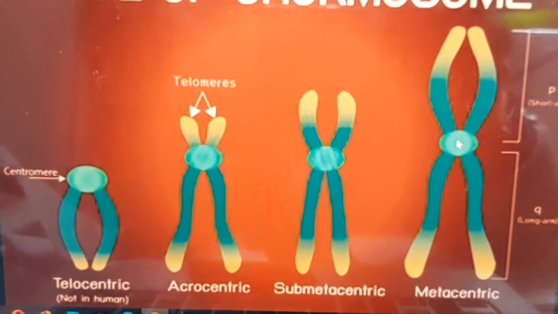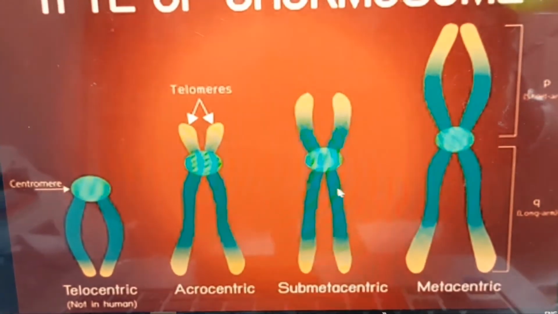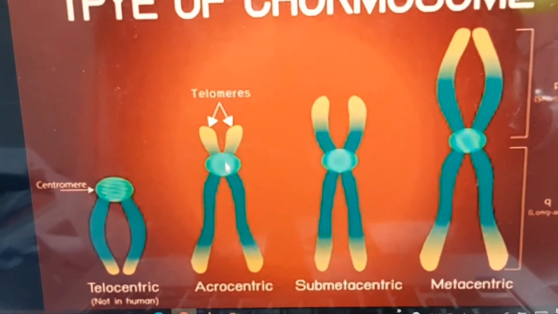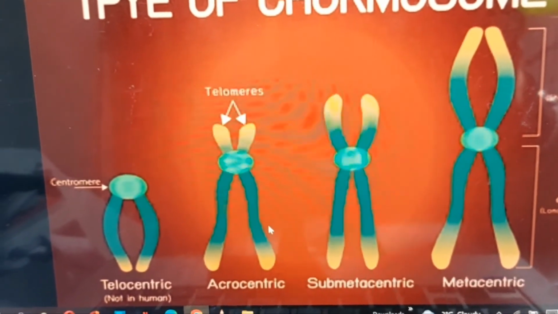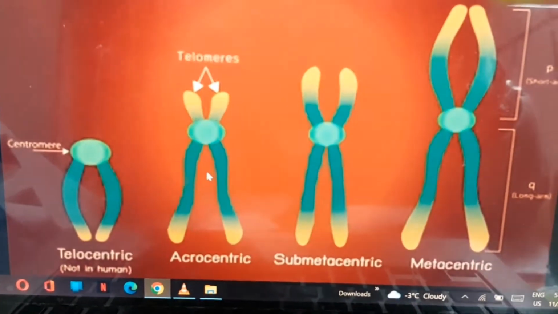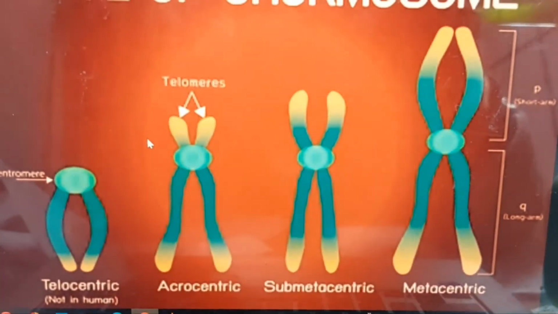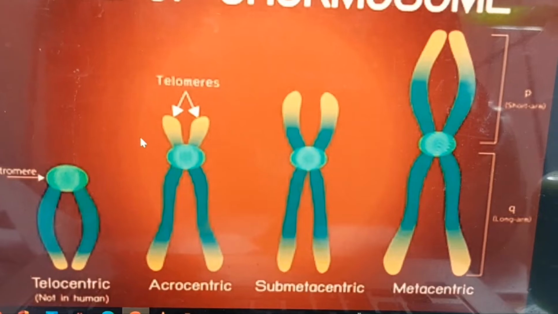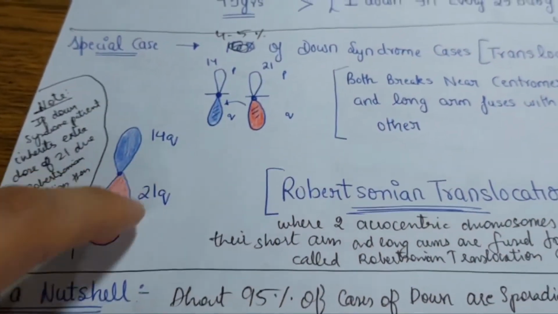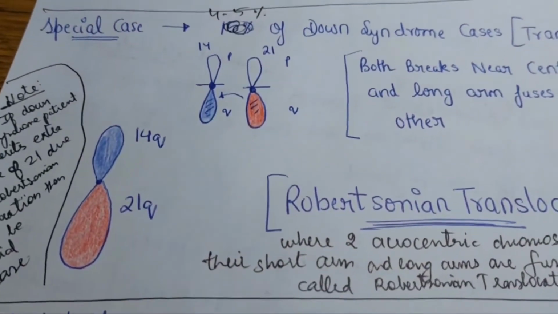Just as a quick recap, metacentric chromosomes have equal short p arms and long q arms. Submetacentric have short p arms and long q arms, whereas acrocentric have very short p arms and very long q arms. So in Robertsonian translocation, the very short p arms of both the 14th chromosome and the 21st chromosome are lost, and then the long arms, 14q and 21q, fuse together, and this can result in Down syndrome.